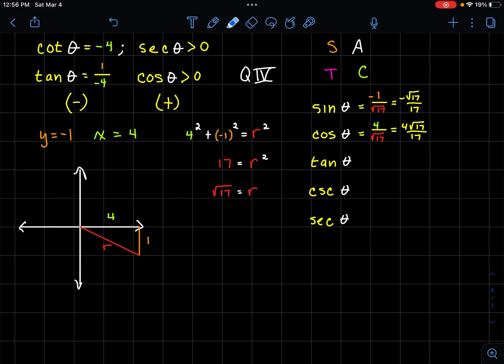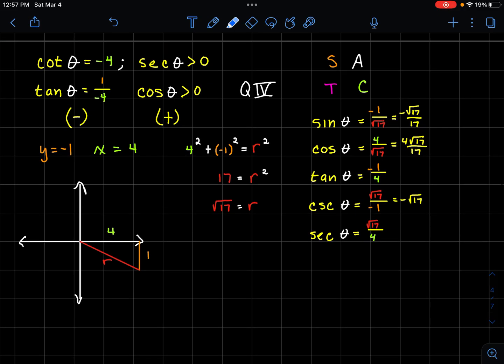Tangent, we've already actually calculated the tangent if you think back to when we did our reciprocal. That's negative 1/4. And then cosecant, trick I have here is for cosecant, go back to your unsimplified fraction from sine. Go ahead and flip it. We have square root of 17 over negative 1, which would just be the negative of square root of 17. And then secant, we have the cosine of 4 over square root of 17, so that's going to give us square root of 17 over 4. And we have the 5 trig functions that we need for it.